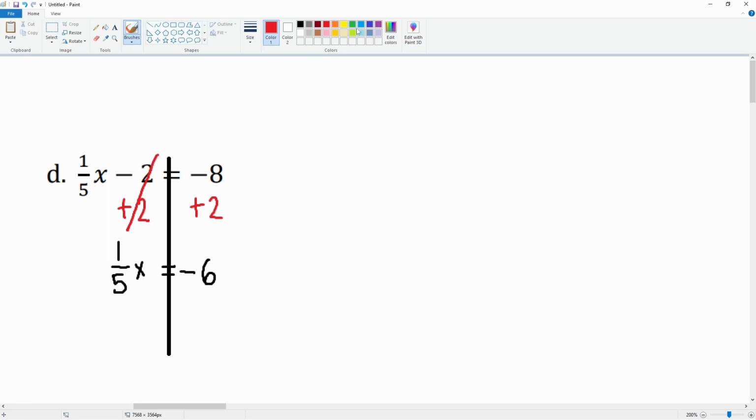We now see a divide by 5. So the inverse of divide by 5 is to multiply by 5. Okay? See it as 5 over 1. Multiply this by 5 over 1 here as well. 5 on top, 5 on bottom gets canceled, leaving you with just an x. 1x, but no one writes that 1, equals negative 6 times 5, which is negative 30.